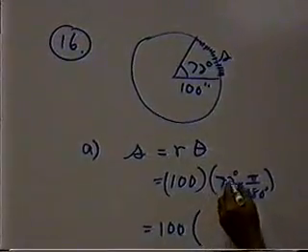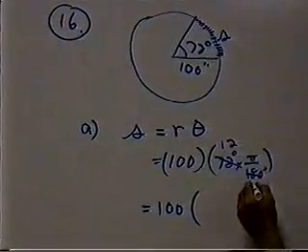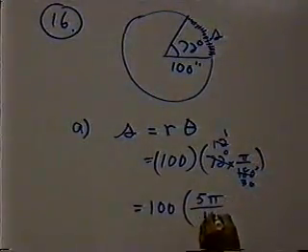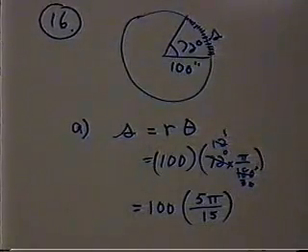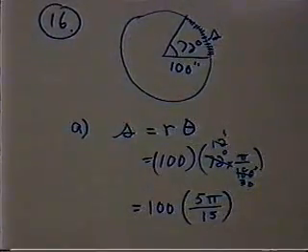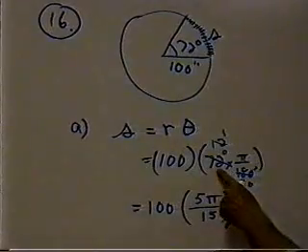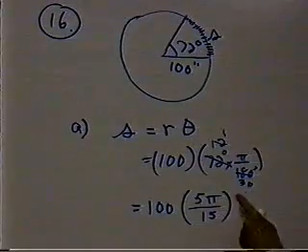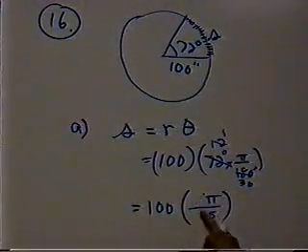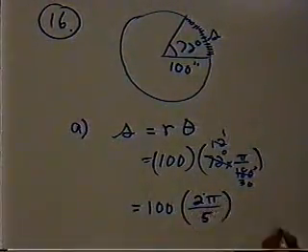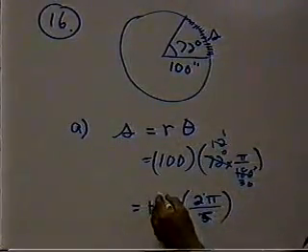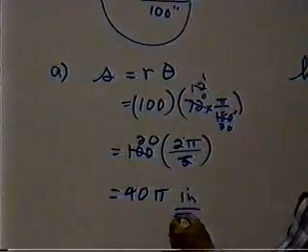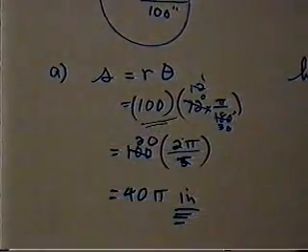Let's see. 6 will go into that 12. 6 will go into that 30. 2 will go into that 5, so we have 5 pi over 15. And then we multiply all that out. Okay, let's see, that's not right. 6 will go into this, that's 12. 6 will go into that 30. That'll be 6/15, which is reduced to 2/5. Okay. So 5 will go into this 20, and so what we have is 40 pi inches, because this was 100 inches.